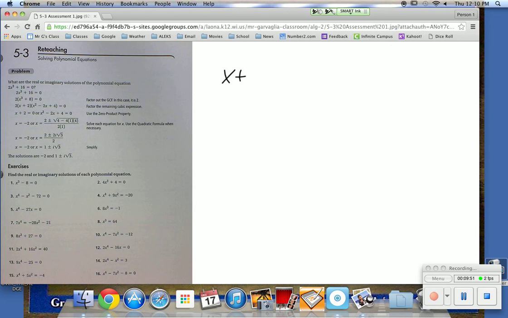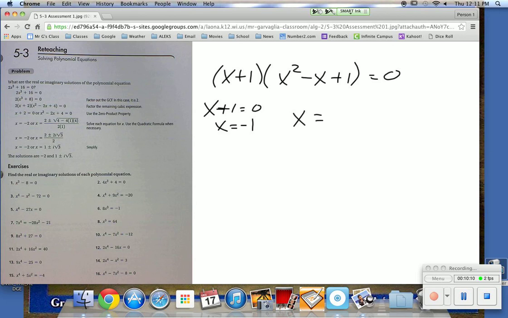X plus 1, x squared minus x plus 1 equals 0, right? We know x plus 1 equals 0. So x equals -1. We put that into the quadratic formula. Equals a negative b, which is just 1. Not an x. I almost put an x up there. Just 1 plus or minus the square root of b squared, which is 1, minus 4ac, which is just 4, over 2.